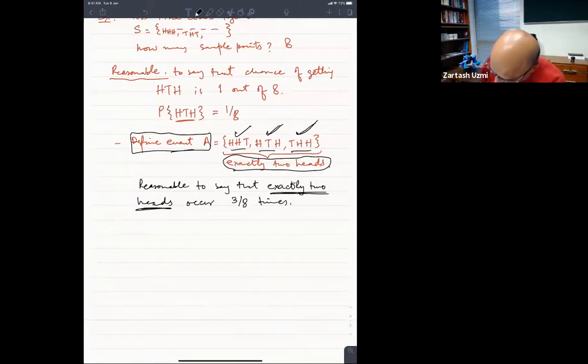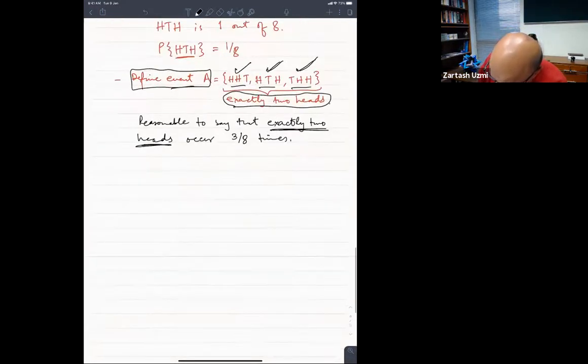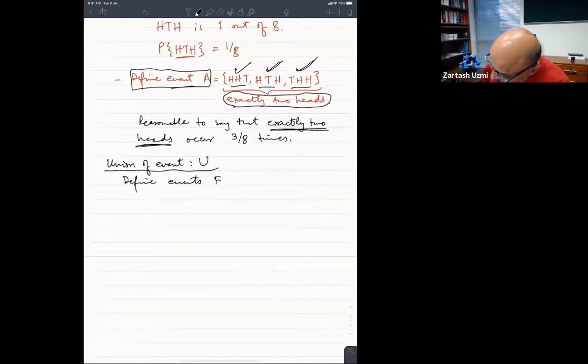So let me move to some aspects of sets. So we all know union of events. Since events are sets, if we can talk about the union of sets, obviously we can talk about the union of events as well. So union of events U से denote करते हैं इसको. ठीक है? So दो events define करते हैं. Define events E and F on a sample space S.